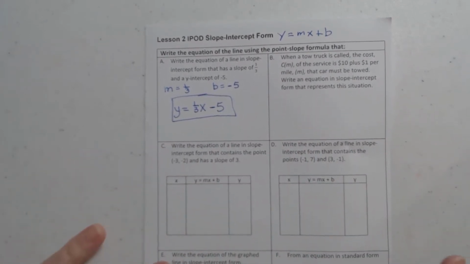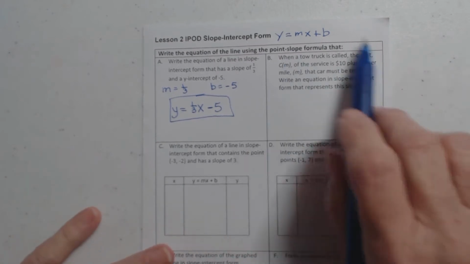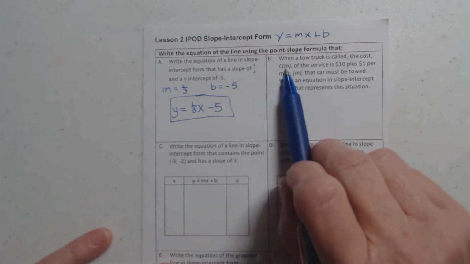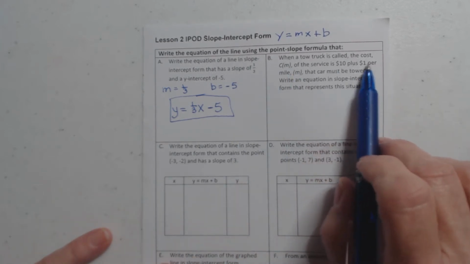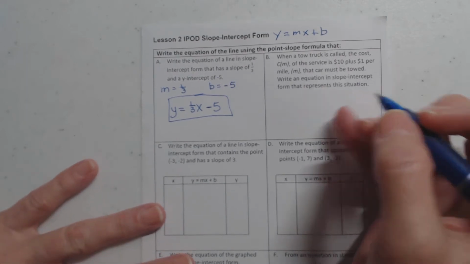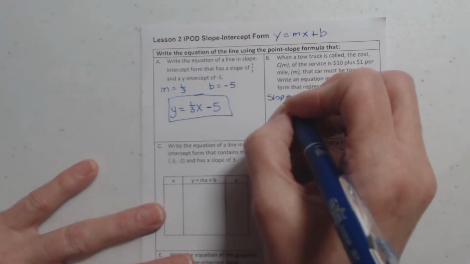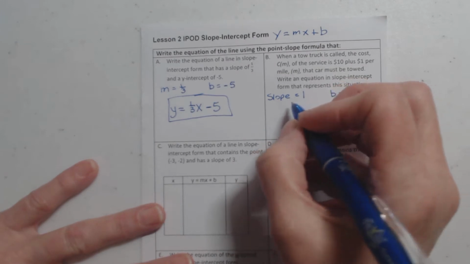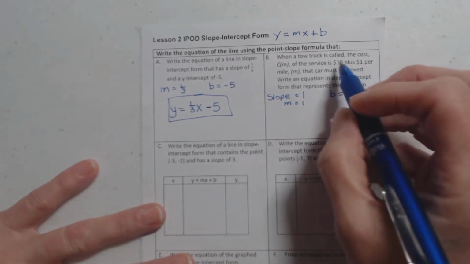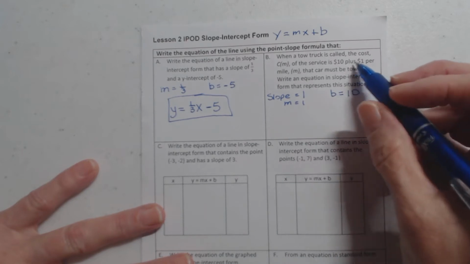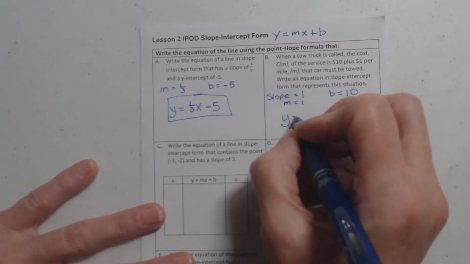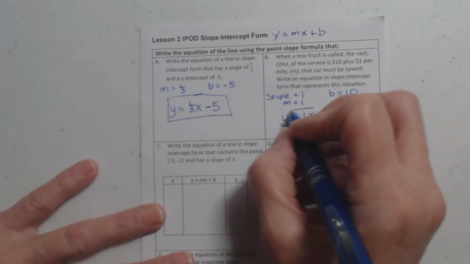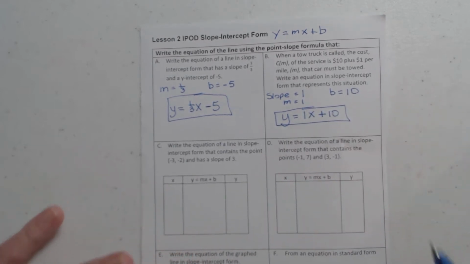Okay, for b, we're going to need to interpret this information that they give us in the word problem. When a tow truck is called, the cost of the service is $10 plus $1 per mile. So our rate of change, also called our slope, is $1 per mile. Our y-intercept is our beginning point. We began at $10 and then we're going to add to that $1 per mile. So we say y is equal to the slope times x plus that $10. Or we could just say y equals x plus 10.